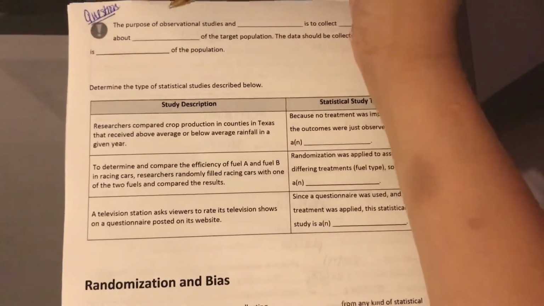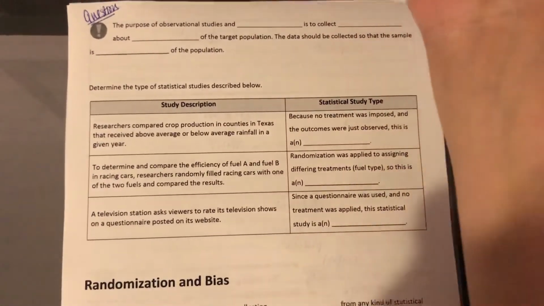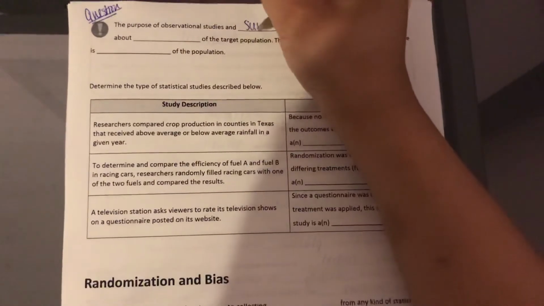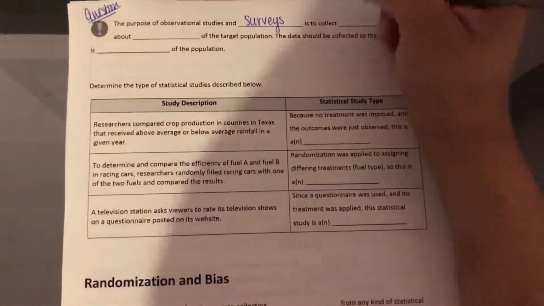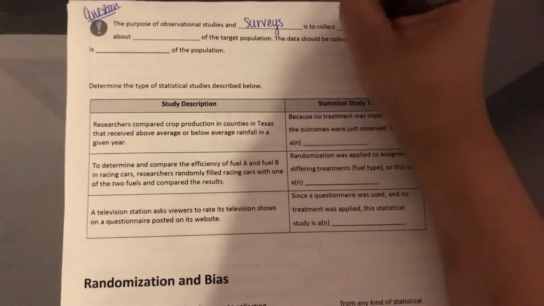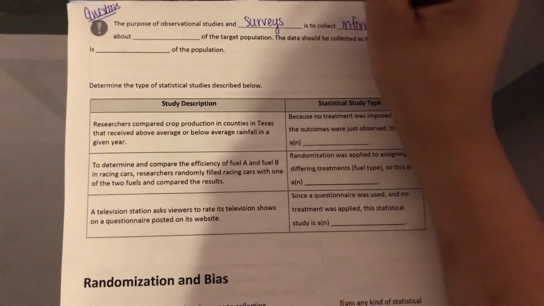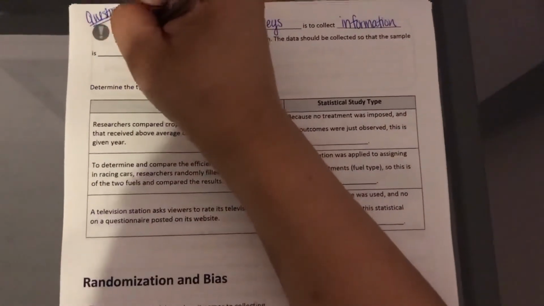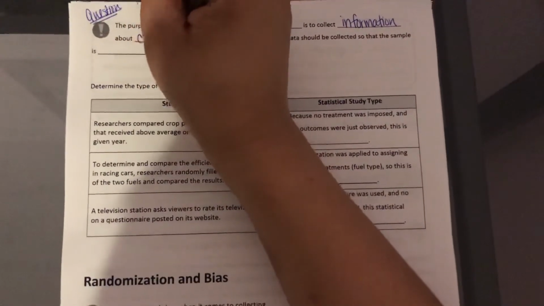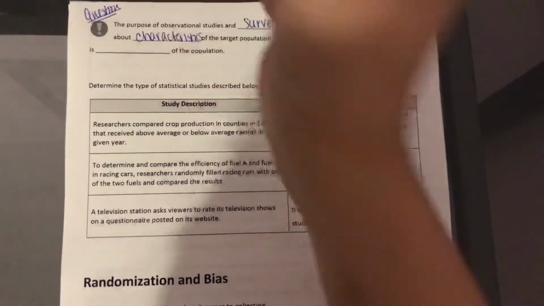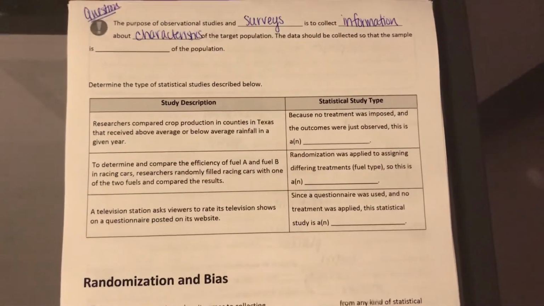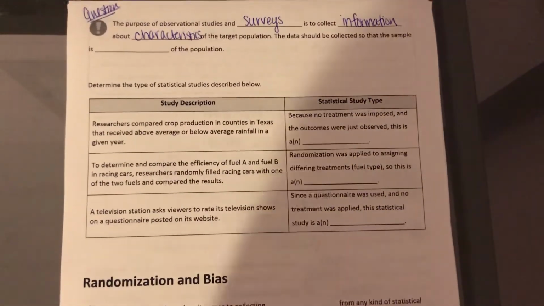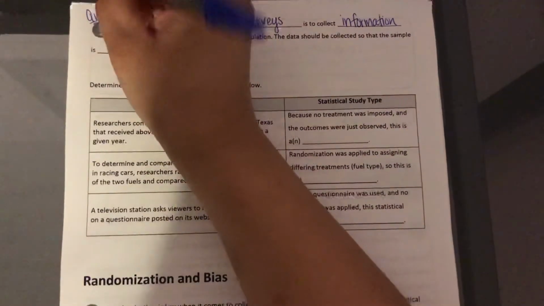The purpose of observational studies and surveys is to collect information about characteristics of the target population. The data should be collected so that the sample is representative of the population.